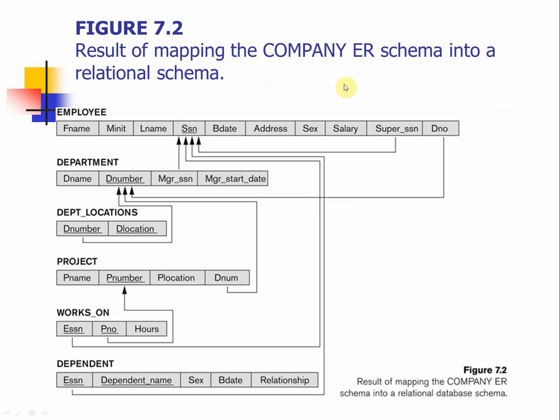And of course, the end product is going to be a relational schema diagram. As you can see, we still have employee, department, project, and dependent, those 4 entities being converted into the relations. At the same time, you have works on, you have department locations that's trying to handle the multi-value attribute as well as the M-to-N relationship.